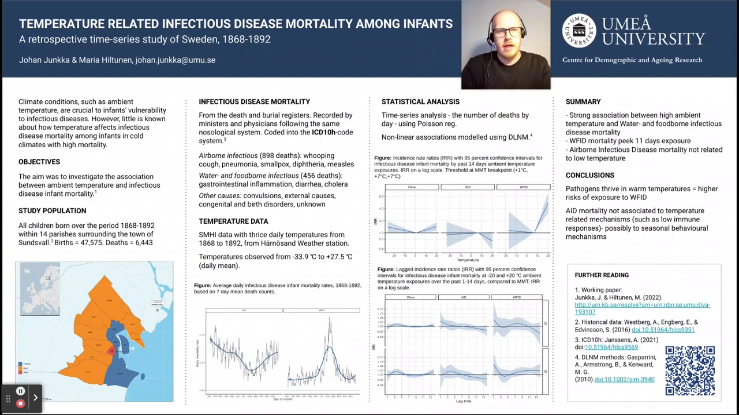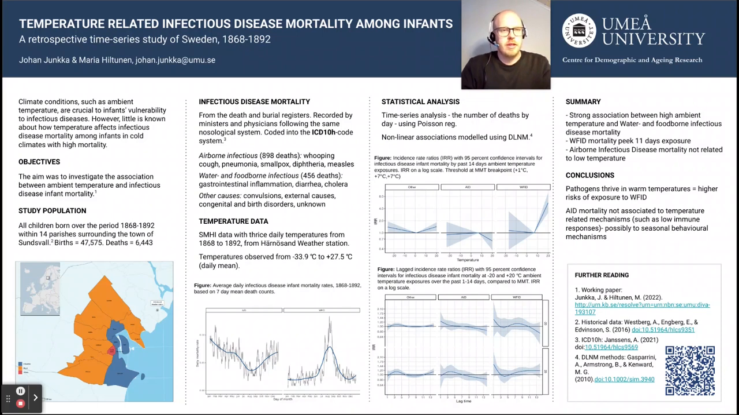of birth. So looking at these adjusted measurements, we find that water and foodborne infectious diseases have a strong association to high temperatures, with about 4 times higher incidence rate ratios at about +18 or +15 degrees, something like that. And this seems to peak after about 11 days, which is seen by the lower graph here. After about 11 days, we see a peak in water and foodborne infectious diseases at an exposure of about +20 degrees.